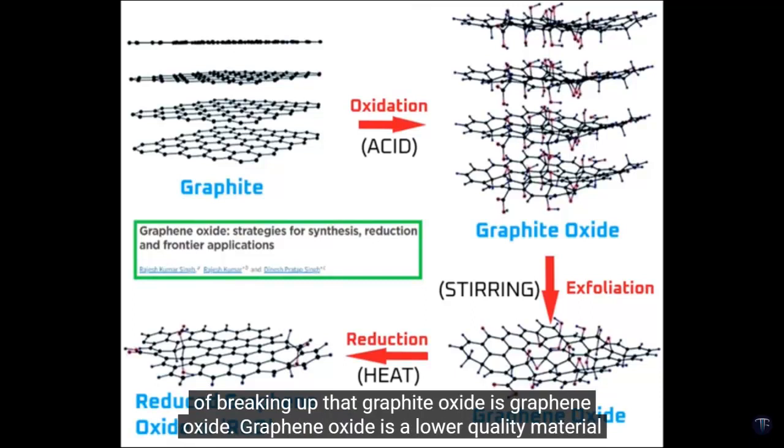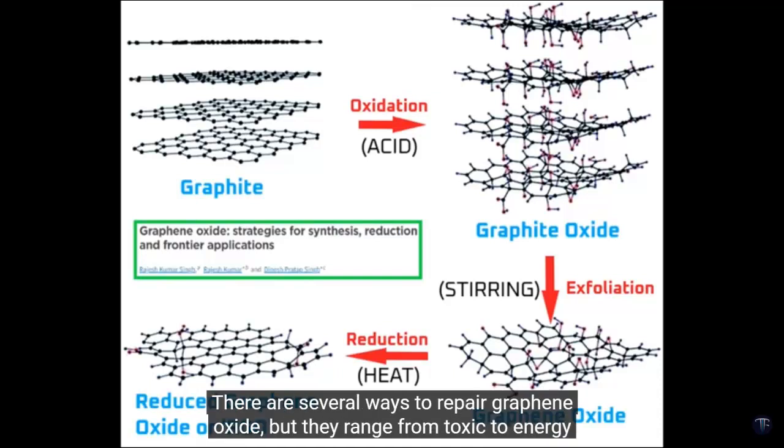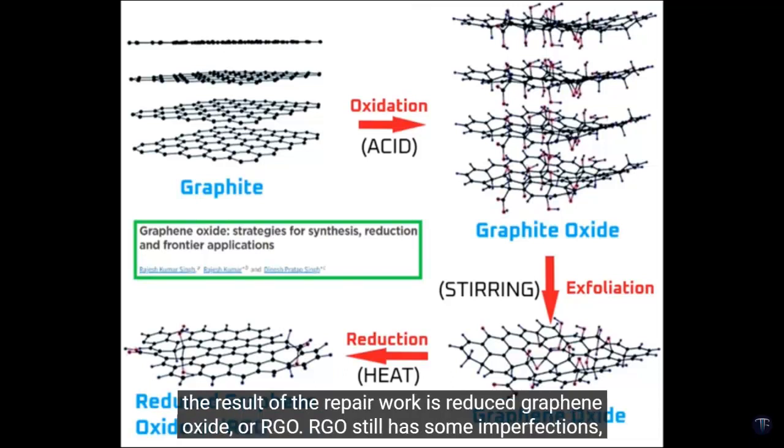Graphene oxide is a lower quality material and doesn't exhibit all the excellent qualities of pure graphene. There are several ways to repair graphene oxide, but they range from toxic to energy-intensive to time-consuming. None of them are ideal. Regardless, it can be done, and the result of the repair work is reduced graphene oxide, or RGO. RGO still has some imperfections, but it's nearly graphene and useful in industrial applications.